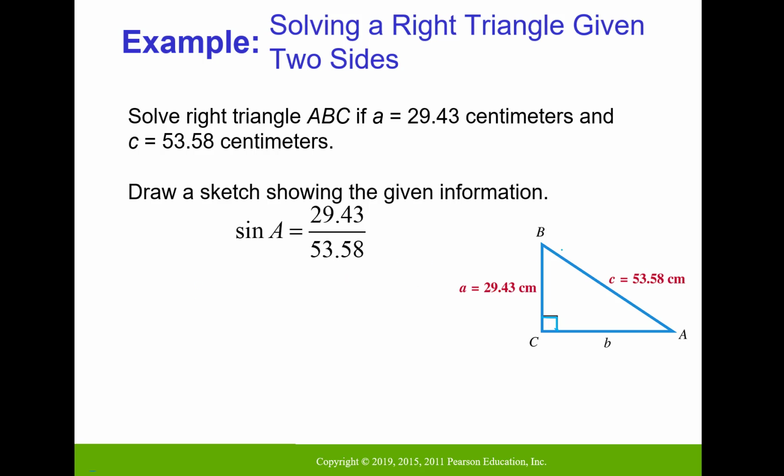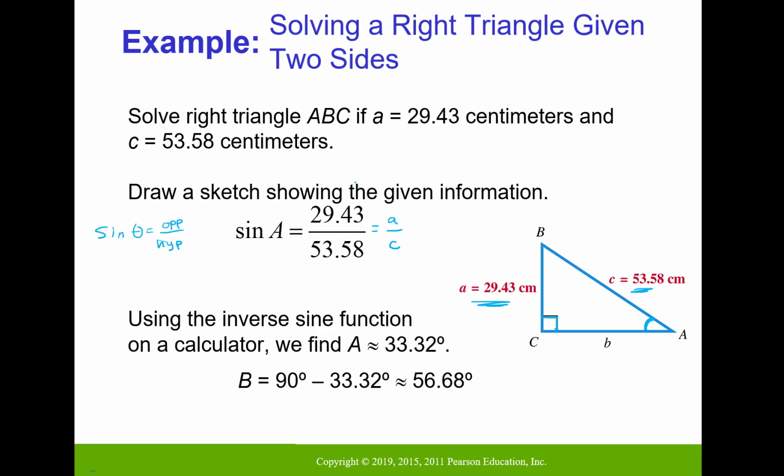Sine, we know what that is by definition. Sine of our angle is opposite over hypotenuse. So if we say sine of, let's pick angle A, which we don't know, sine would be this opposite side, side A, over the hypotenuse, which is side C. So we're basically using the only information we know, the 2 side lengths. So we need to find this angle, and what we can do is use the inverse of our sine function.